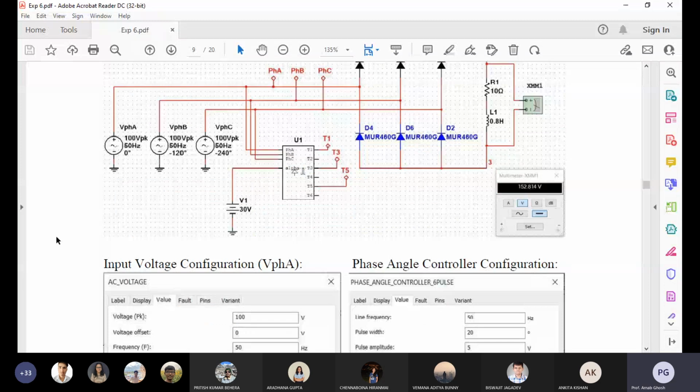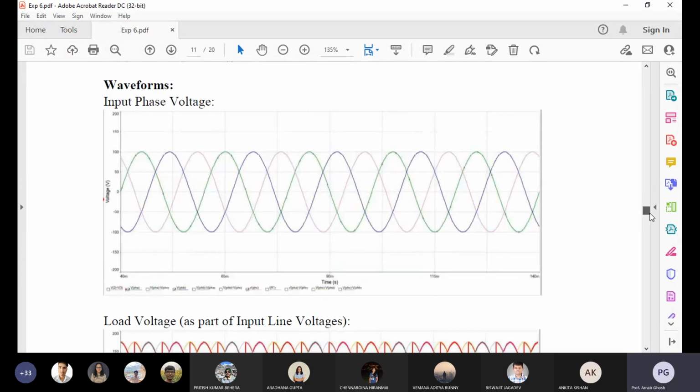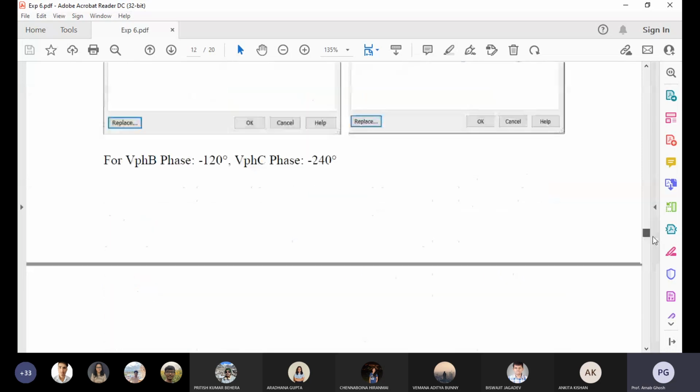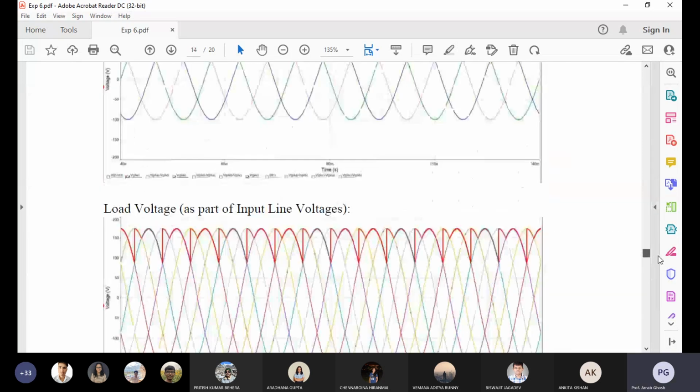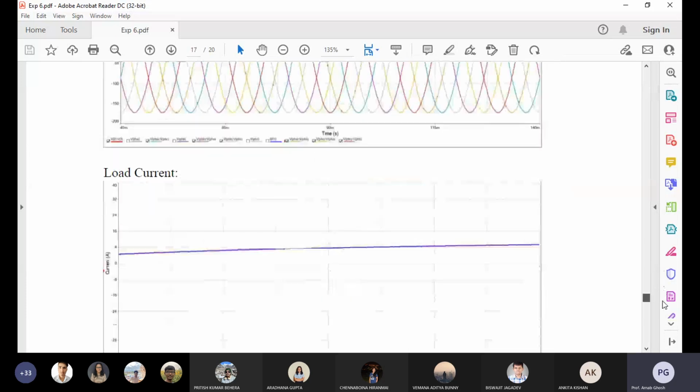Only voltage waveforms are there; current waveforms are also needed, with variations of the pulses. And finally, you can conclude what your understanding is from this study.